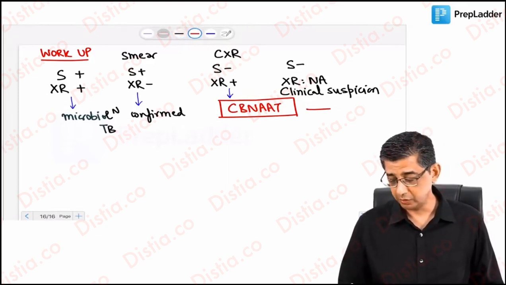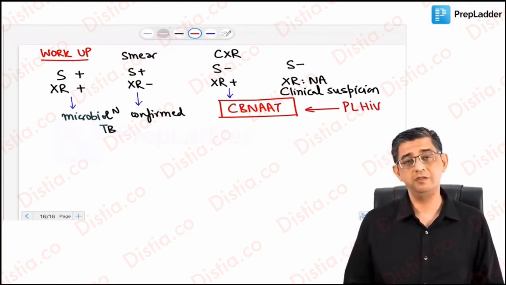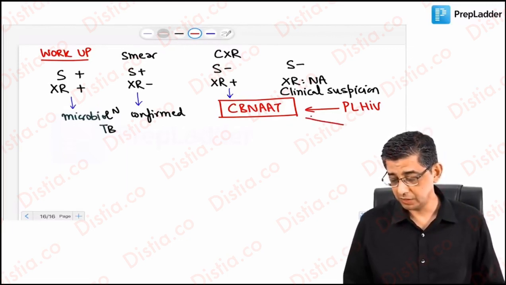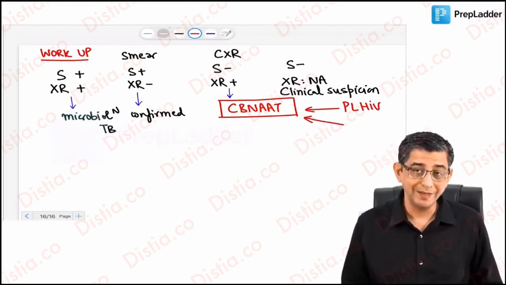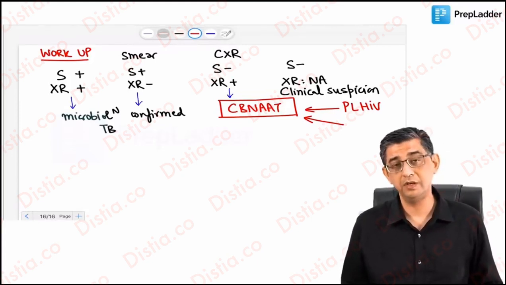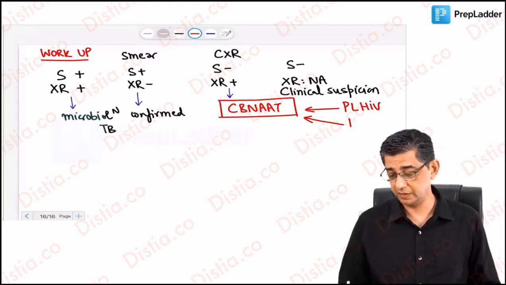Apart from this, I also want you to remember that CBNAT can be directly ordered in a person living with HIV. In fact, this is from the PSM domain. Any person living with HIV, when the CD4 counts are gonna be decreasing, then definitely once the CD4 counts come to less than 500, the incidence of tuberculosis will definitely increase.